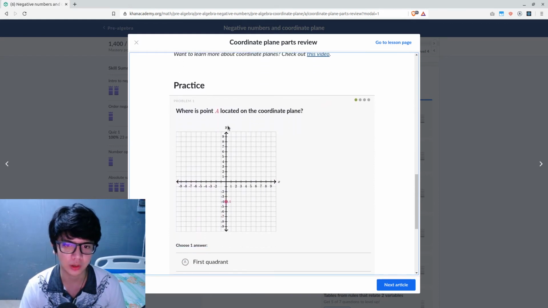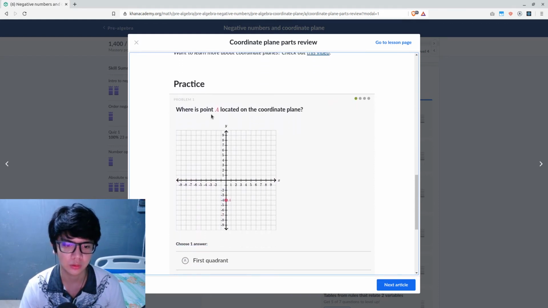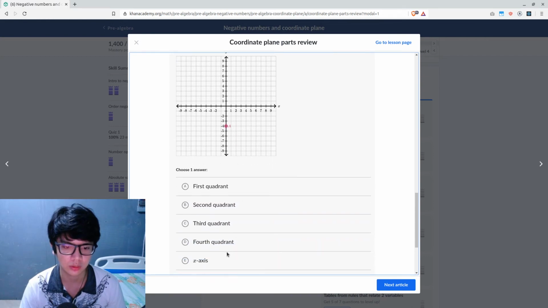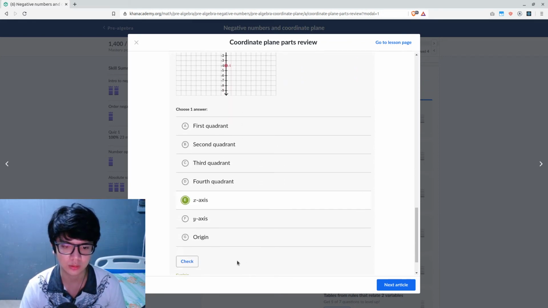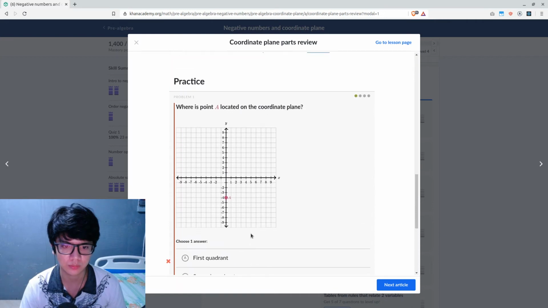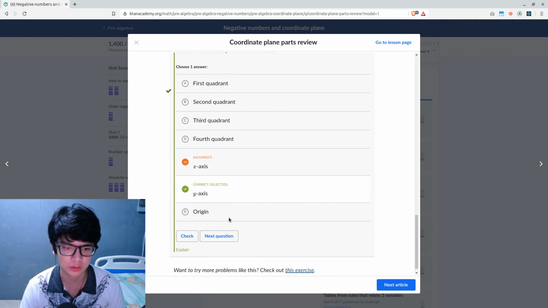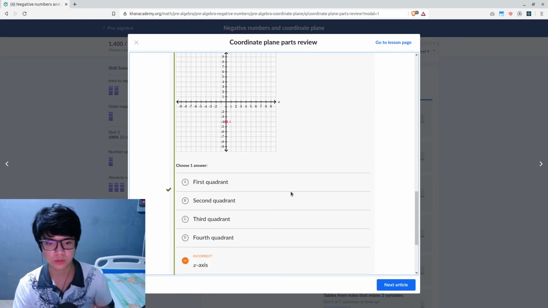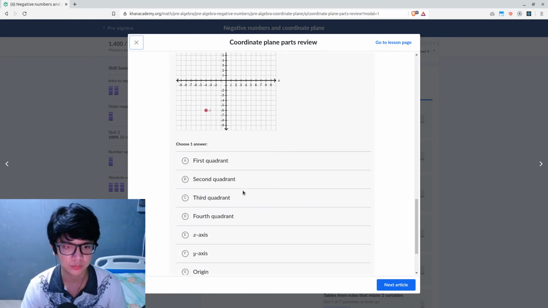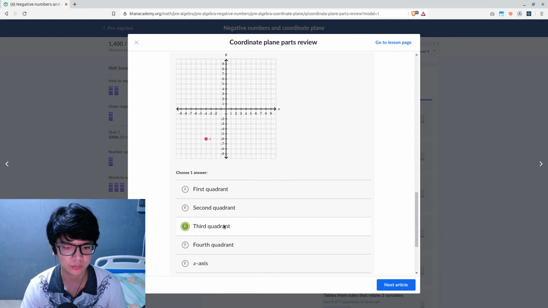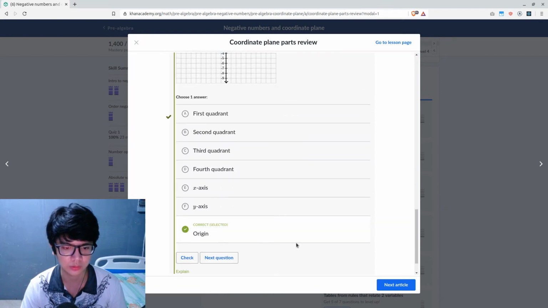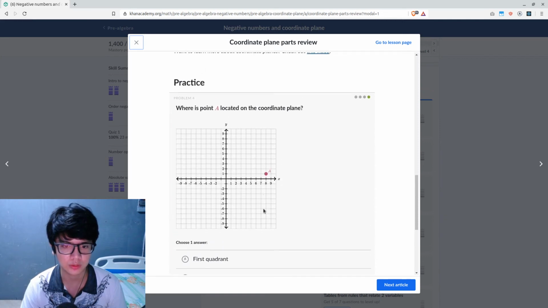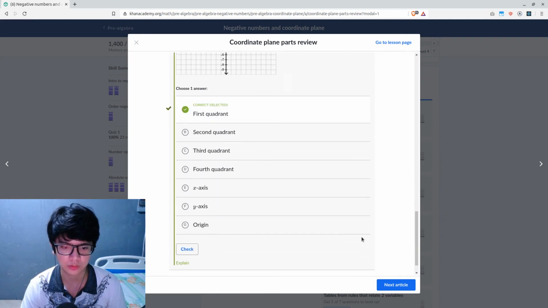Where is point A located? I'm going to say x-axis. It's not. I'd say x. Okay. Origin. First quadrant.